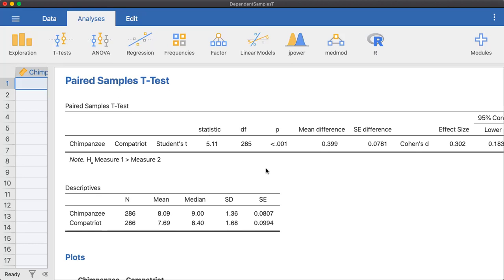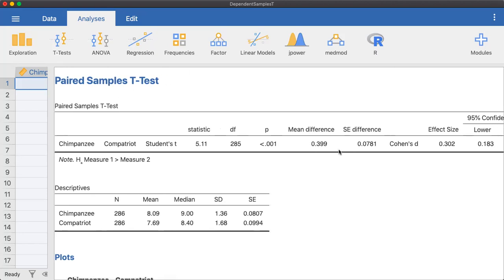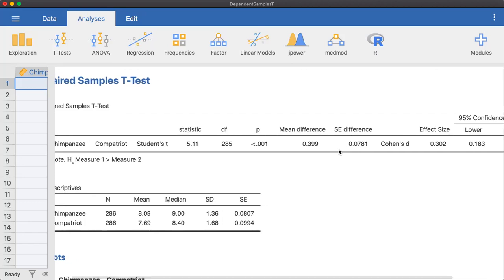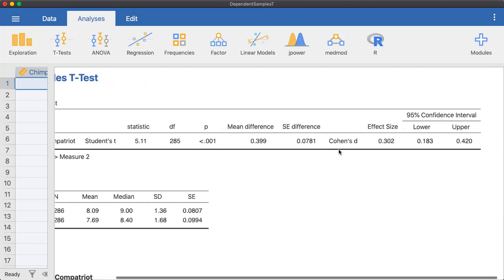And let's see our p-value. It is less than 0.001, which is certainly less than 0.05. So this is indeed statistically significant. We do find evidence that judgments are higher in the chimpanzee condition with respect to the compatriot condition. And we can see from the mean difference that roughly that difference is to the magnitude of 0.4 raw scale units. But let's look at our effect size estimate.